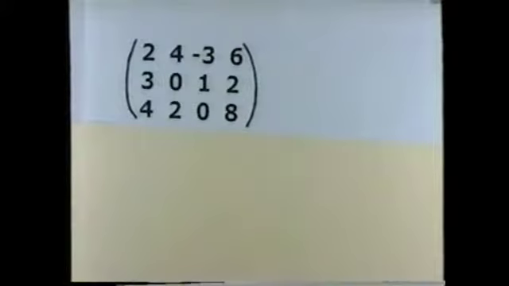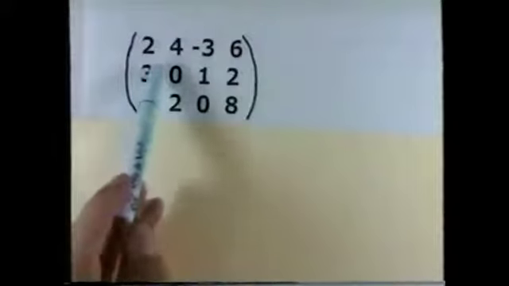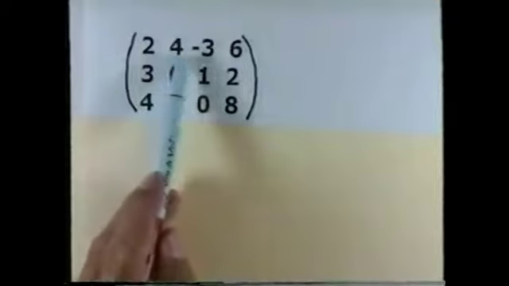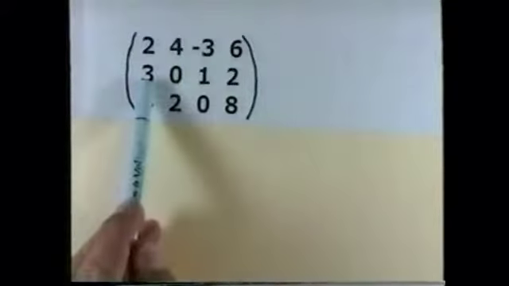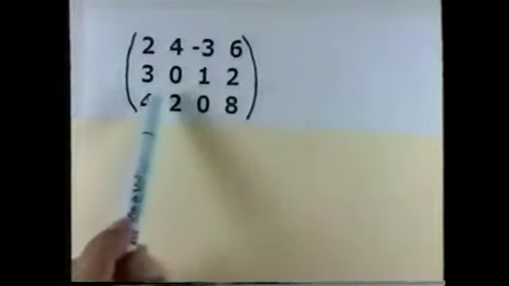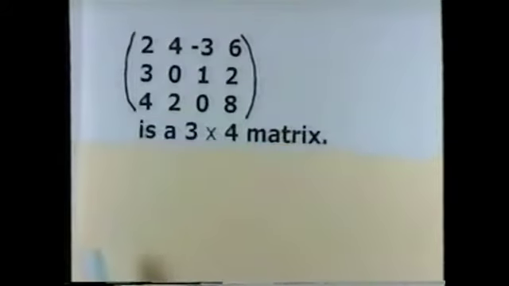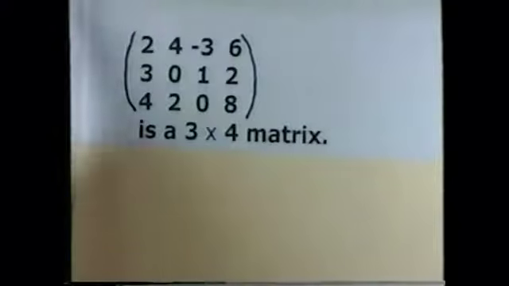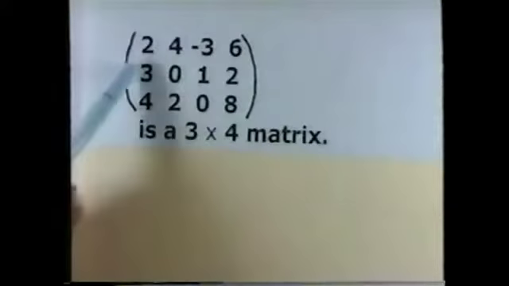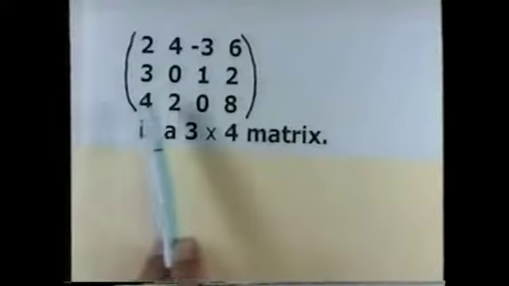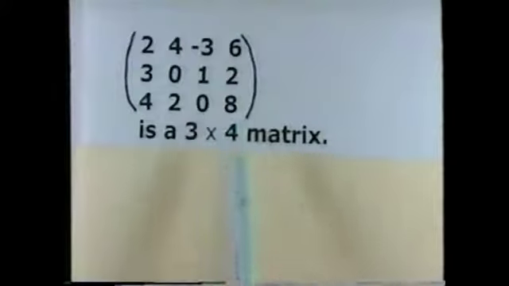Here we have a matrix. A matrix is a rectangular array of numbers. So we have the matrix 2, 4, negative 3, 6, 3, 0, 1, 2, 4, 2, 0, 8. The matrix is 3 by 4. We have 3 rows, 4 columns. So it's a 3 by 4 matrix, 3 rows by 4 columns.